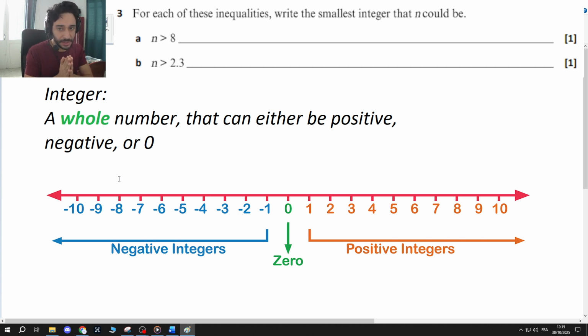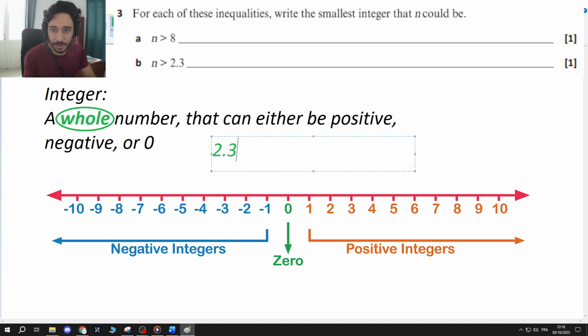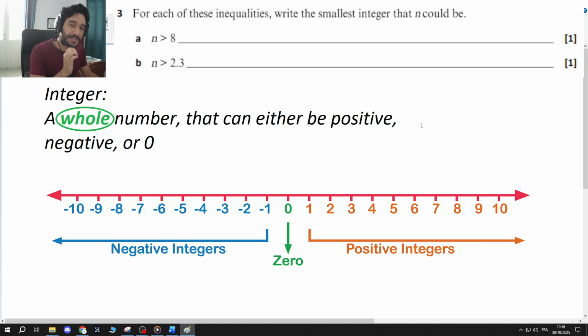Now, an integer is, first and foremost, and I need you to focus on this, this is why I made it in bold and in green, a whole number. So, what does that mean? That means that the number 2.3, for example, is not an integer. It is a decimal. The number 4.5 is not an integer. It's also a decimal. The number negative 8.2, same thing. It is a decimal, not an integer. So the numbers we're looking for are simply whole numbers that can either be positive, negative, or 0.